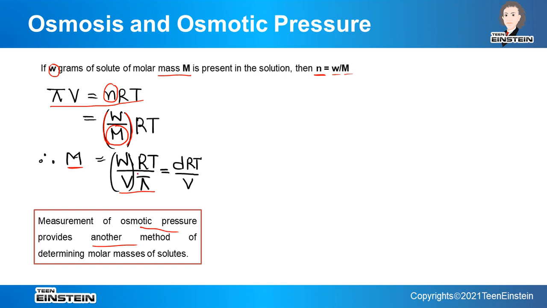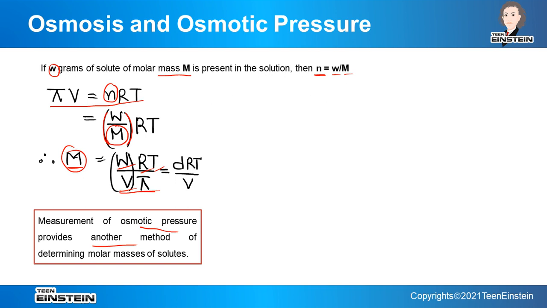So if all these things are known, that is weight, R is a constant, T is given, volume and osmotic pressure are given, then we can easily find out the molar mass of the solute, if the solute is unknown. So this is the utility of this colligative property, that is osmotic pressure.